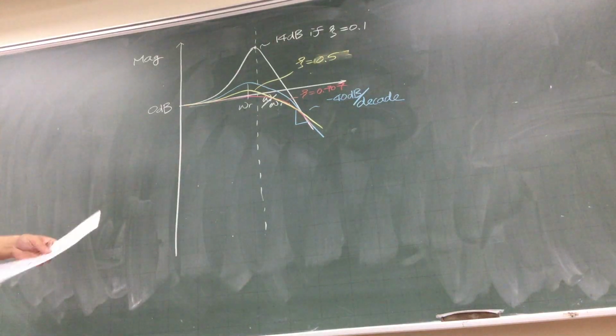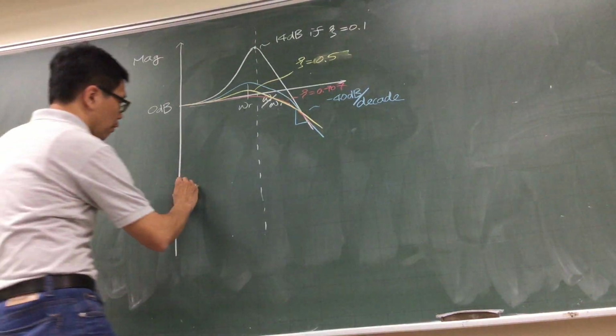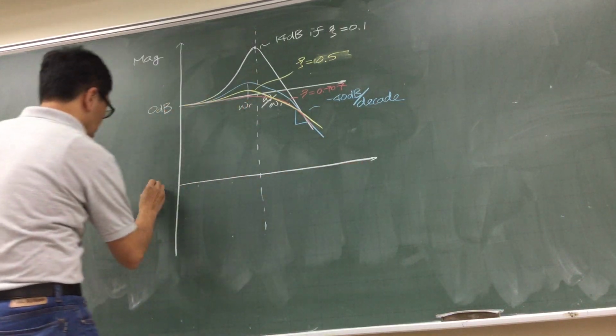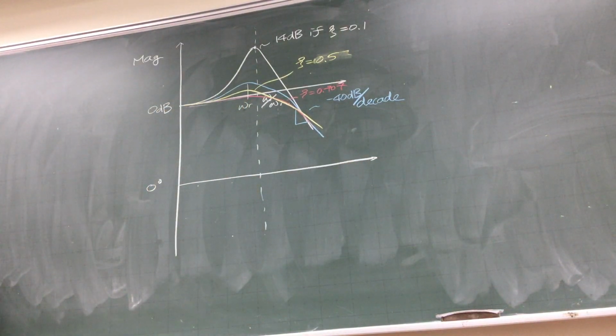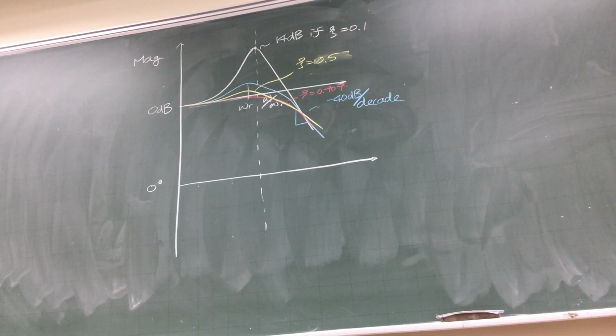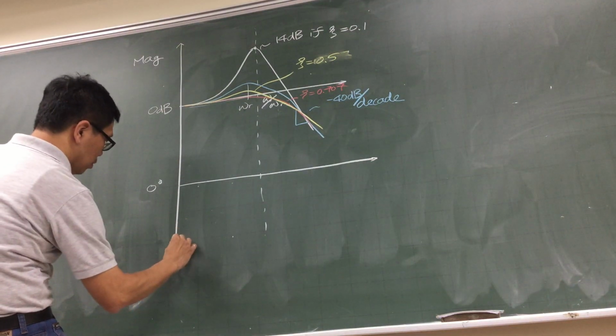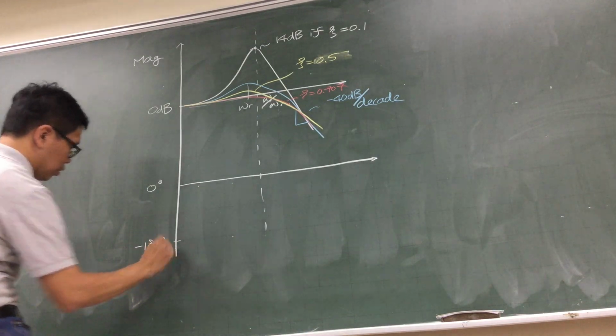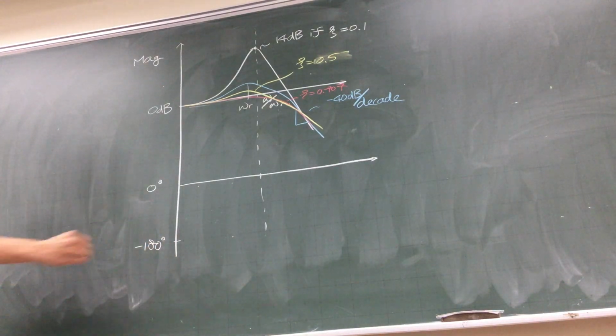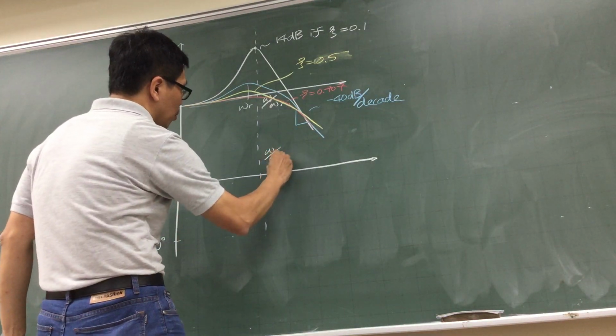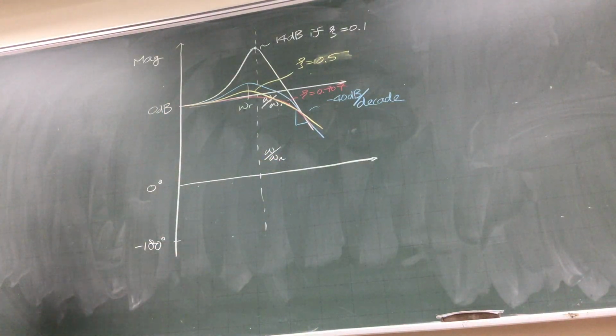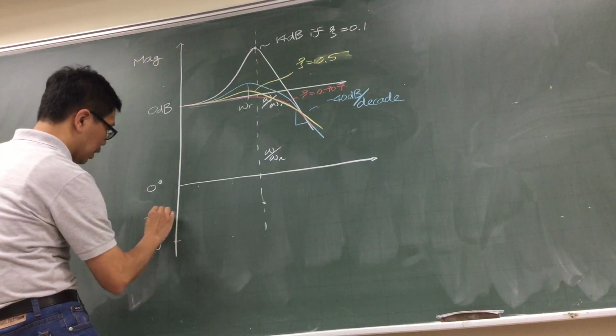The other thing that we might need to know is phase. Again, this is a second order system. We have two poles. When we have two poles, how many degrees we're talking about over here? From 0 degree to what? Negative 180. Okay, and when we are at omega over omega n, the ratio is 1, it is going to be negative 90 degrees.